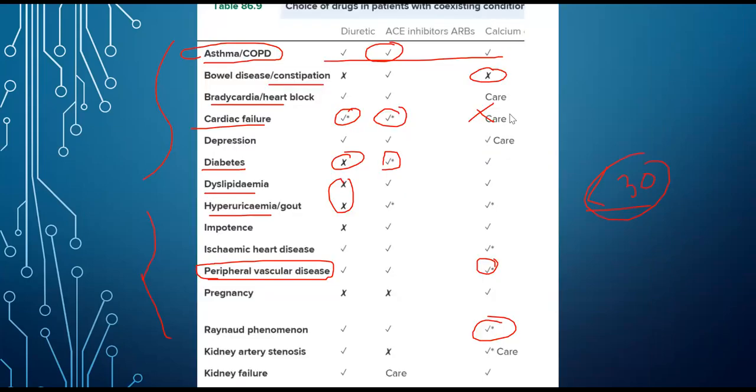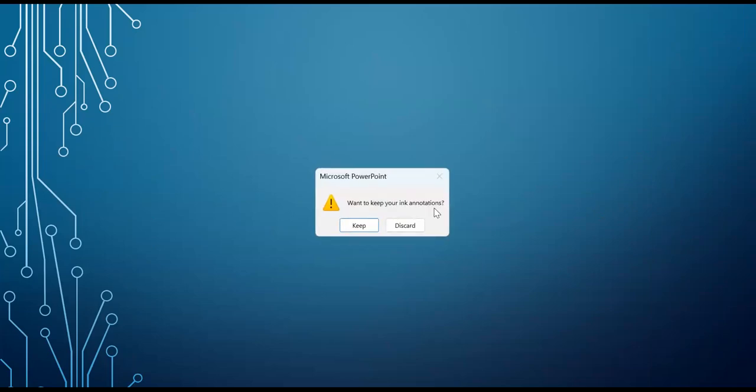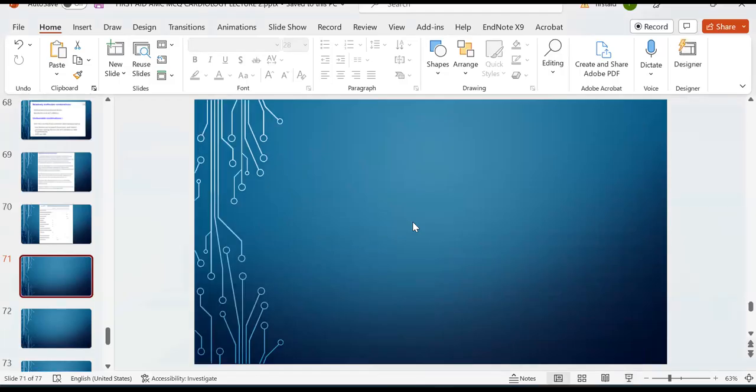Any question? No, in JM, there is no chapter for valvular disease or cardiomyopathy. This is from your Kaplan.